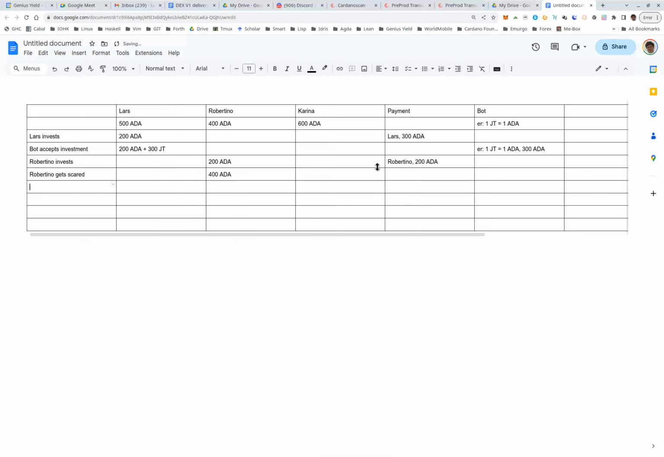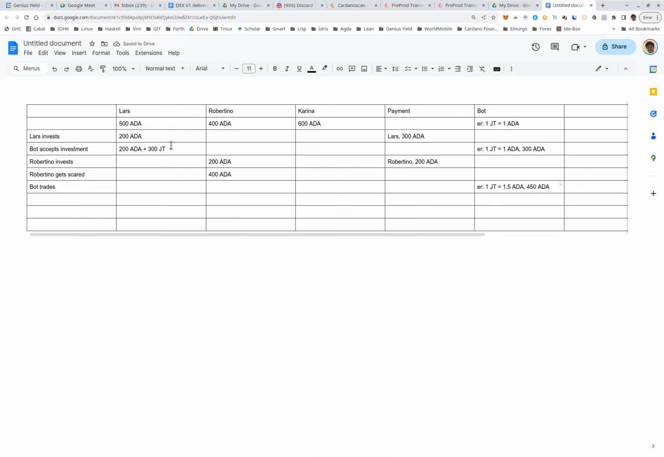So now the bot trades. Let's keep it simple. So he now has 450 ADA. So now the exchange rate changes, because at the moment I'm the only one that has money in the bot, so I should get everything. I have 300 JSON tokens, so they should entitle me to all the money. So the exchange rate is now 1 JSON token is 1.5 ADA.